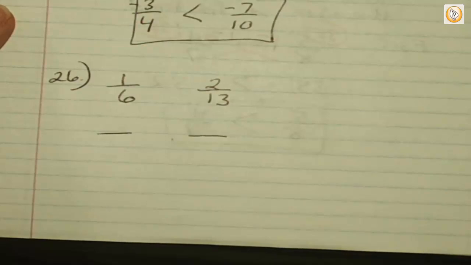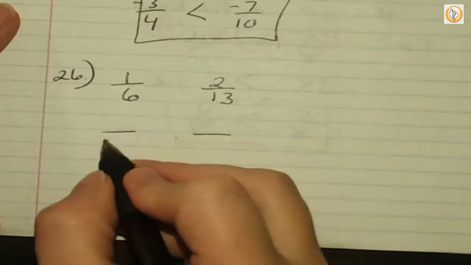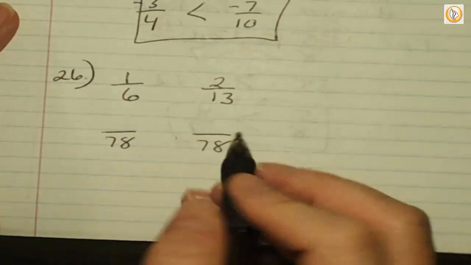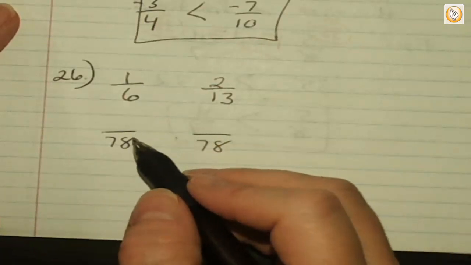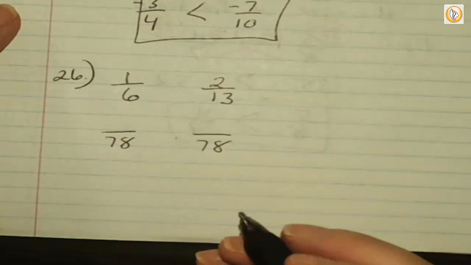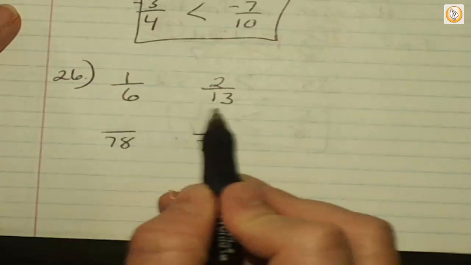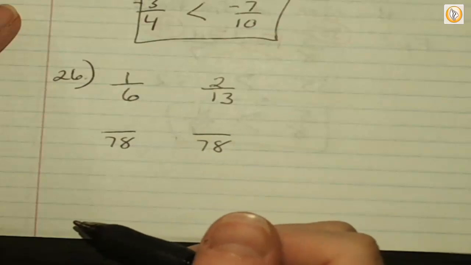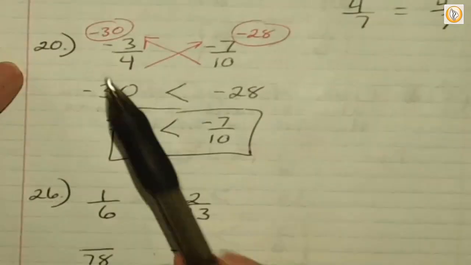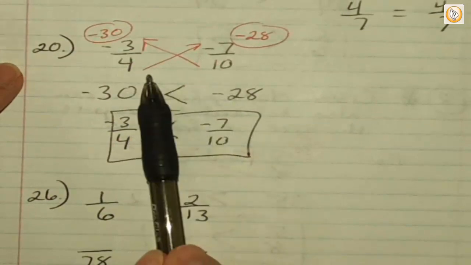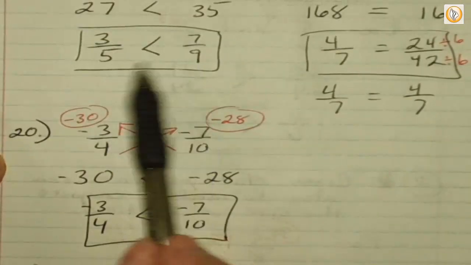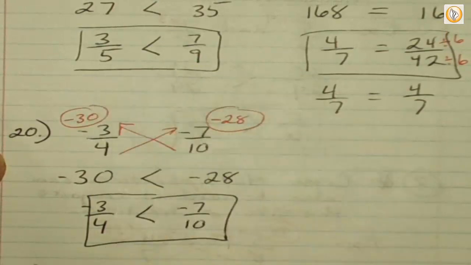Taylor, have you found it? 78. Yes, 78. Very good. How did you get that? I just multiplied 13 by 6. That's right. Nowhere does this say least common denominator. If you multiply the two together, you get a common denominator. It doesn't have to be the least common? No. Like this one would be 40, 4 times 10. This one, 5 times 9, a common denominator would be 45. So that's a little trick. If you multiply the two, you will always have your common denominator.